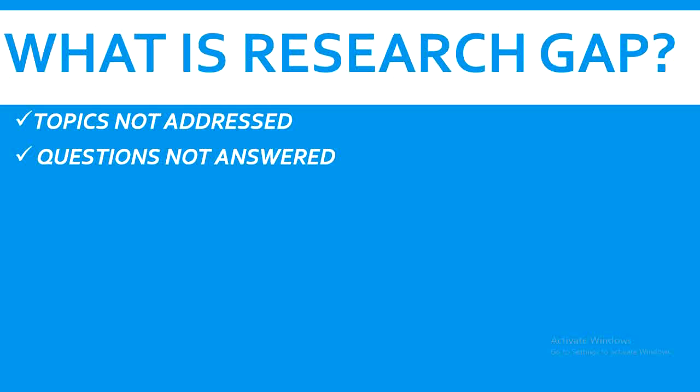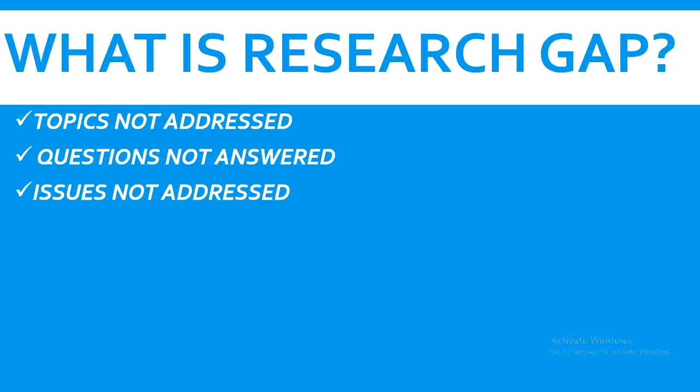So research gap is all the questions related to those issues or areas which are not answered or which are left unanswered. So this is your research gap. The first was the topics which are not addressed by your current study. Then second is the questions which are not answered by your current study. This is research gap. Point number 3, issues not addressed.